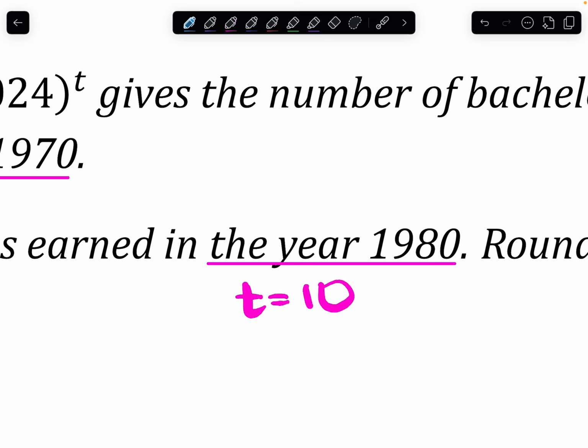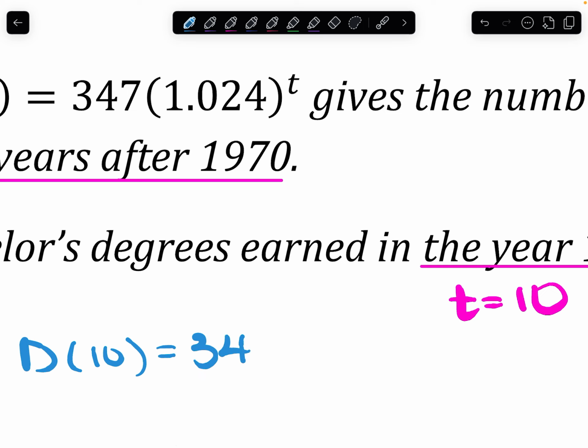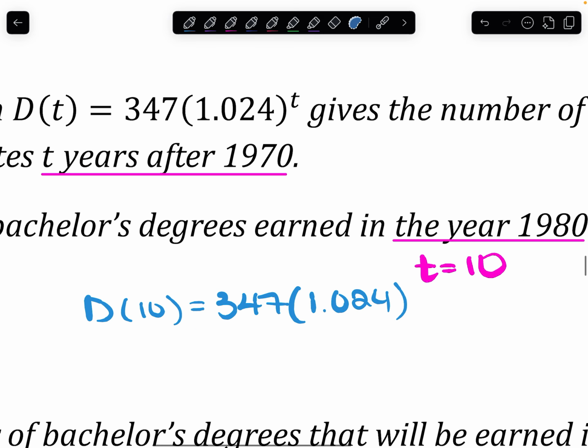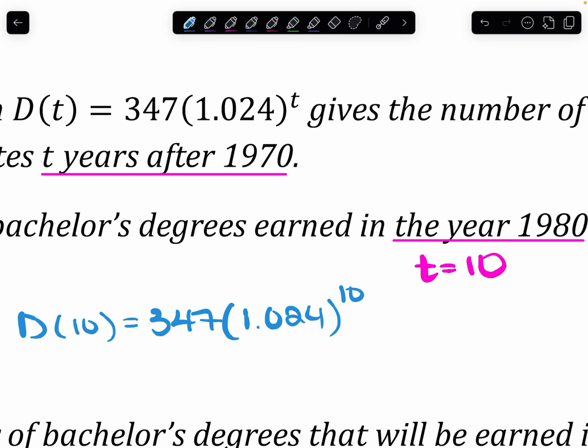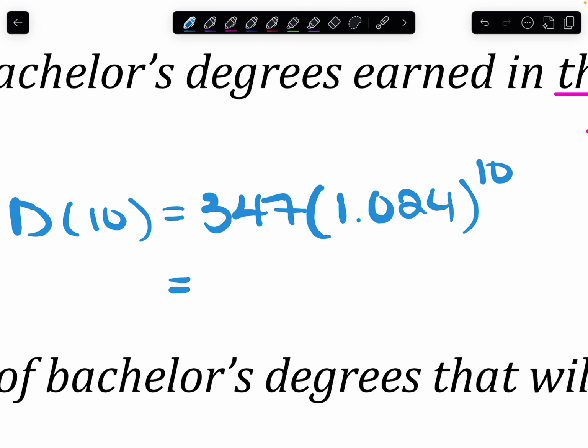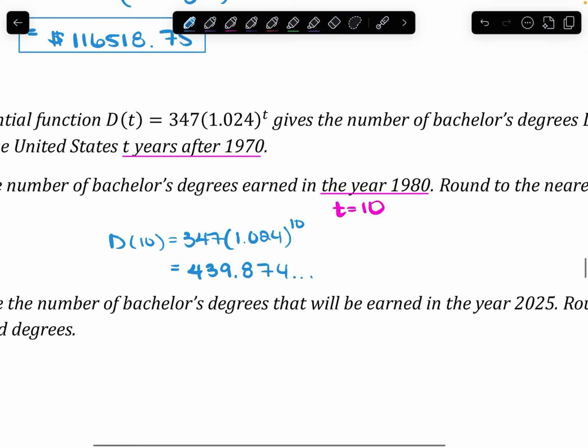So we're being asked to plug in 10 for t. So our model, 347 times 1.024 to the 10th. Oh, I'm running out of room. So we go to our calculator, and because it's not money, I'm just going to write down what the calculator gives me, and then we'll go over the answer. 439.874, and there's some other numbers. I'm just going to leave it like that for a second.